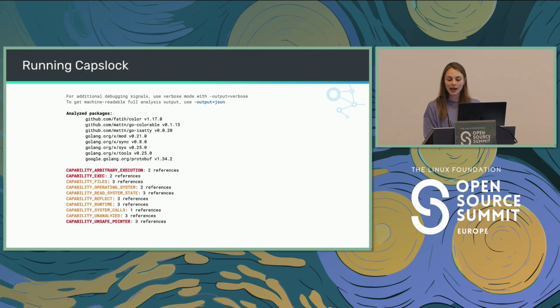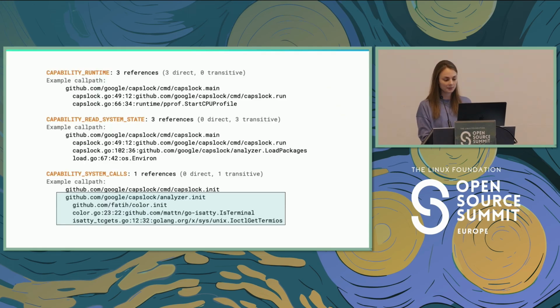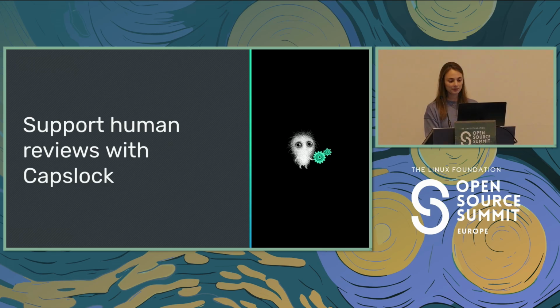Here's an example of what the full output of the Capslock analysis tool looks like. We can see that this package includes many capabilities, and the ones that are considered particularly unsafe are highlighted in red. When you run the tool, you'll also get a list of all the dependencies that were included in the analysis. If you want more detail, you can use the verbose output that includes call paths to specific capabilities. For example, here we might want to know why this package has a transitive use of system calls, and we can see from the call path that it comes from a terminal coloring library, which is checking to see if it's being invoked from inside a terminal environment.